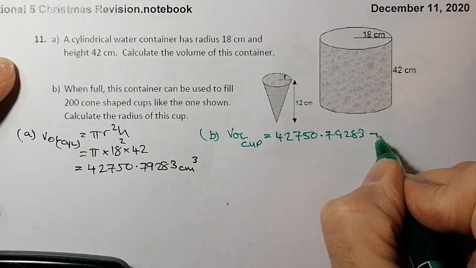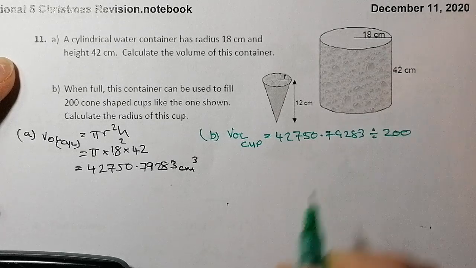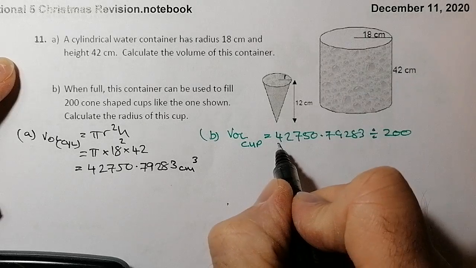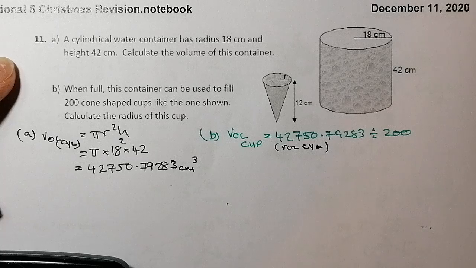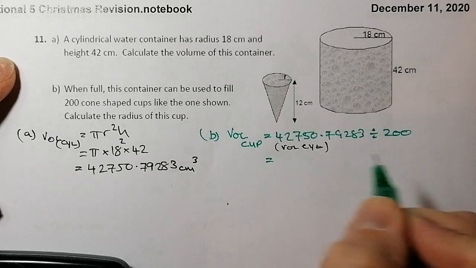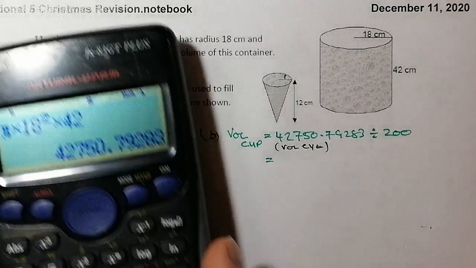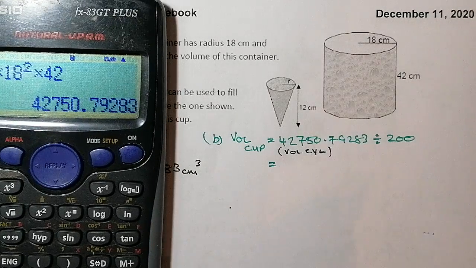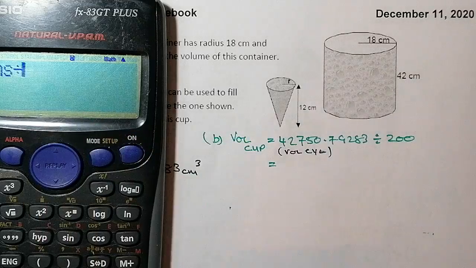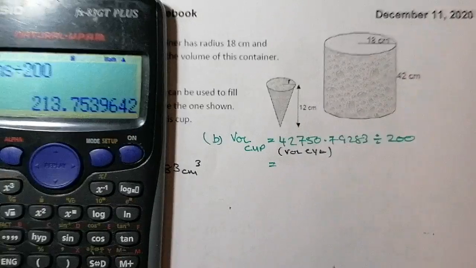So volume of the cup is equal to, I'm just going to take that number there, 42750.79283, and I'll just divide that by 200. And remember, that's the volume of the cylinder. So it's volume of the cylinder divided by 200. Luckily again, I've kept that in the calculator without cancelling out, so I'll just pull the answer in, divide it by 200, and that should give me my answer once I press the SD button.